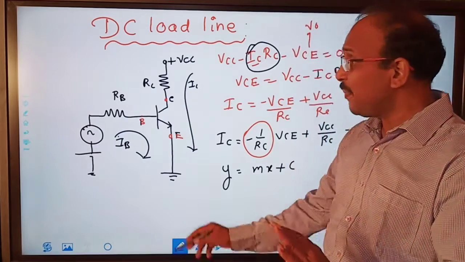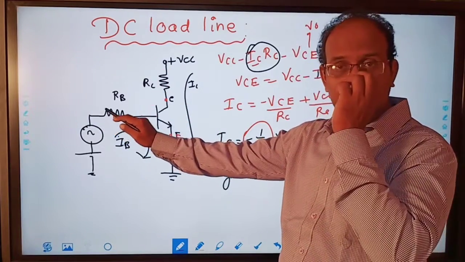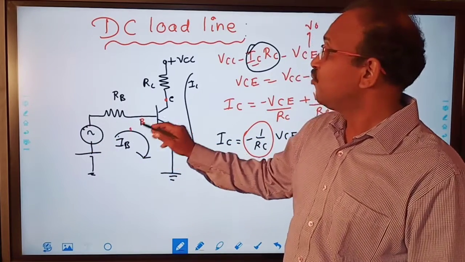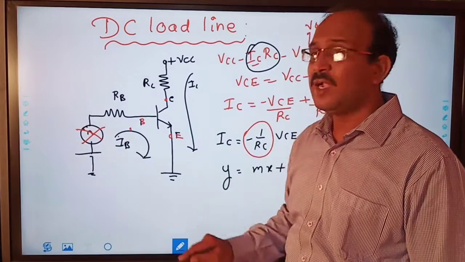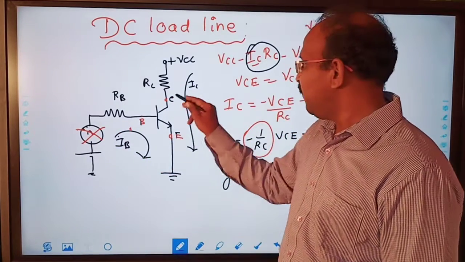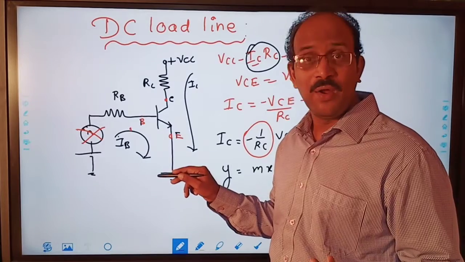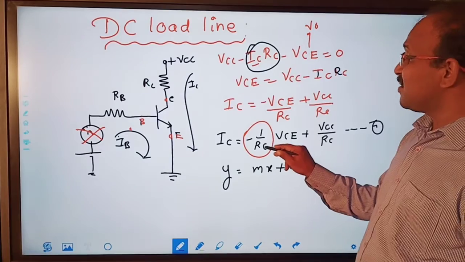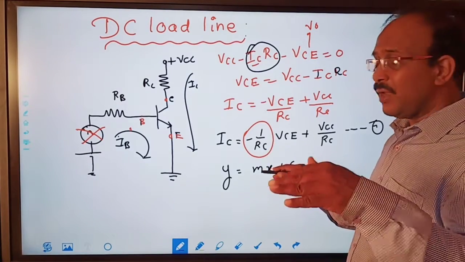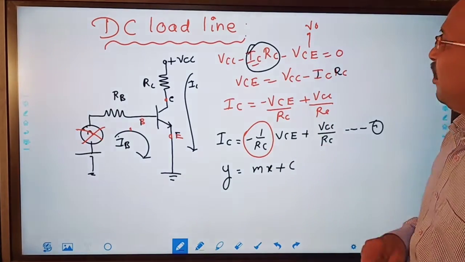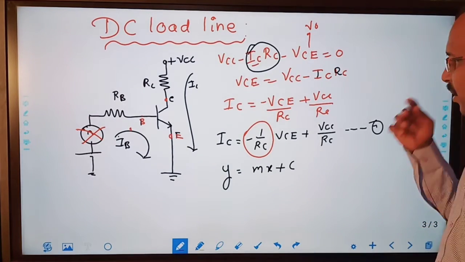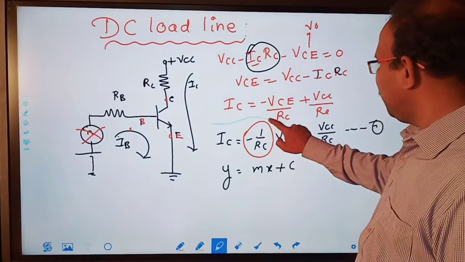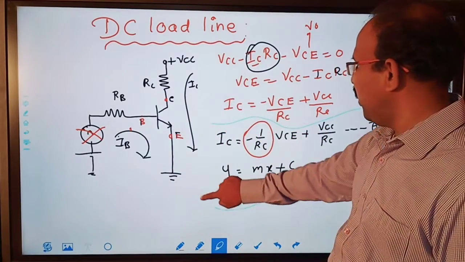Here I am not applying anything like an AC supply or AC input, so that time it is called a DC load. Whenever we don't connect anything, it behaves like a DC load. When we connect something like a speaker, that is called an AC load. Whatever the slope is, it depends on this RC. I will tell you how I make this equation, and I will find the variation of IC.